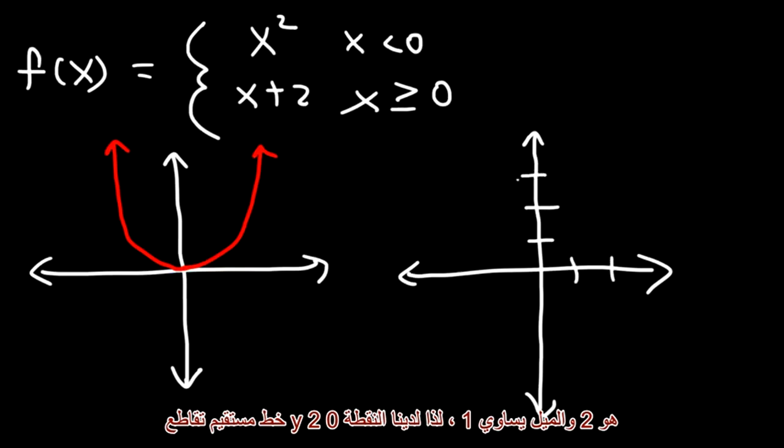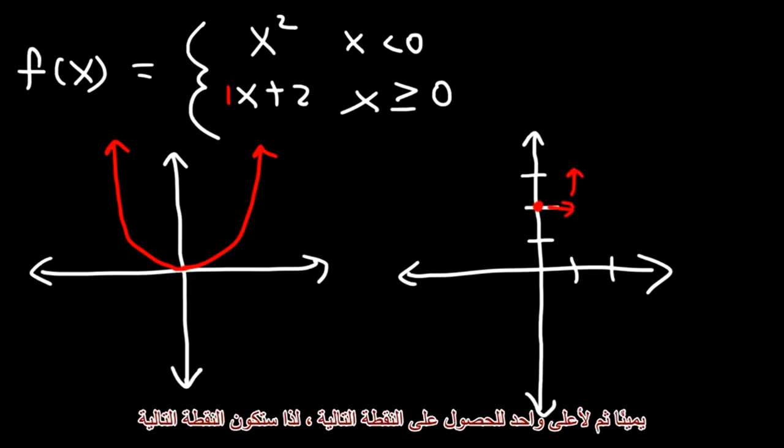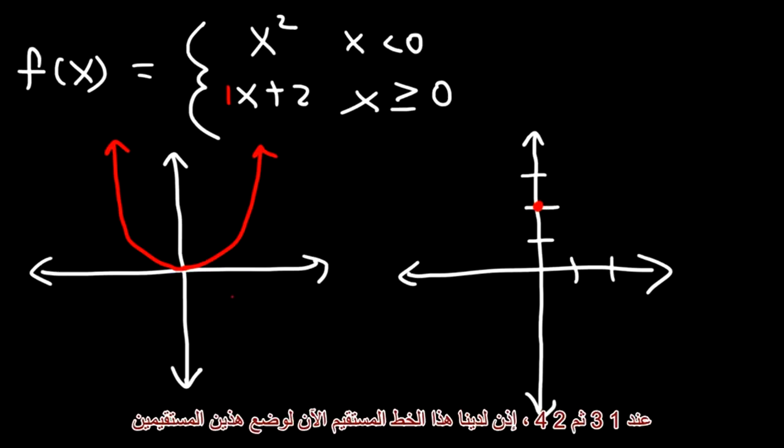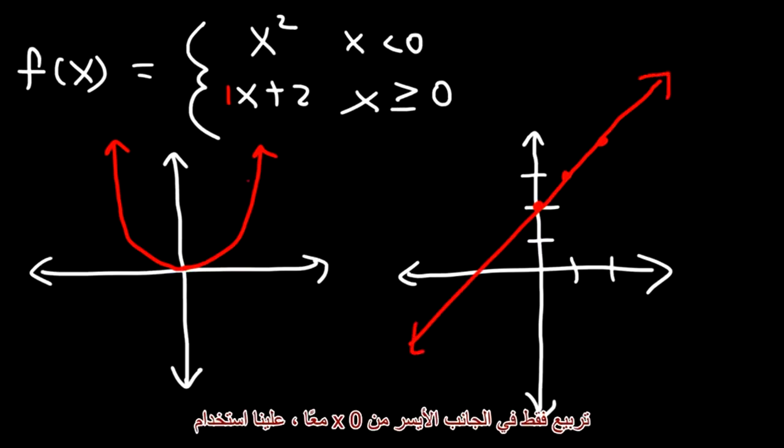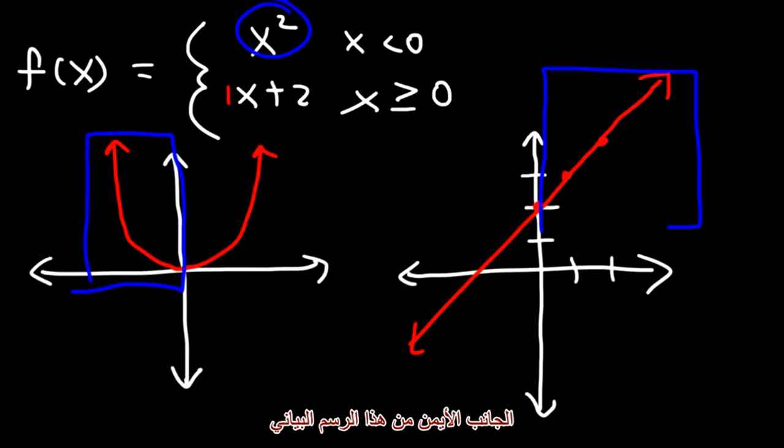So we have the point 0, 2, and with a slope of 1, there's a 1 in front of the x. You need to go 1 to the right and then up 1 to get the next point. So the next point is going to be at 1, 3, and then 2, 4, and so we have this straight line. Now, to put these two together, we need to use x squared only for the left side of 0. So we're going to use just this portion of the graph. And then we're going to use the right side of this graph.